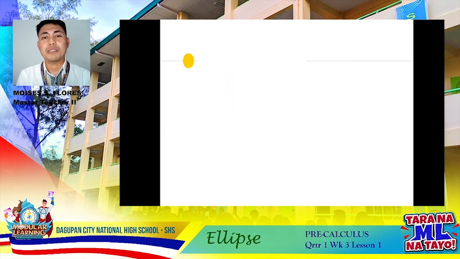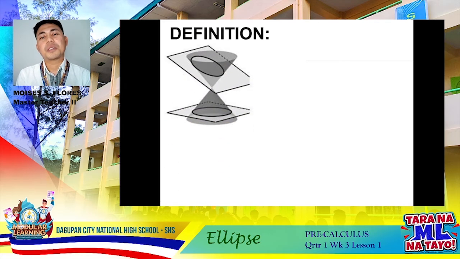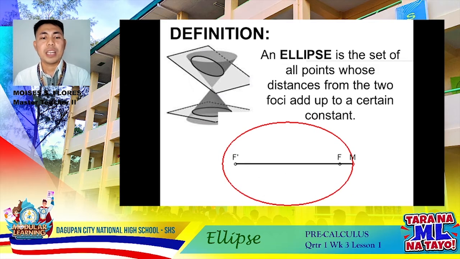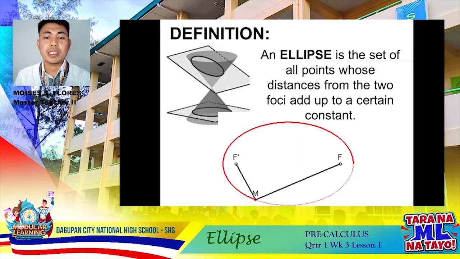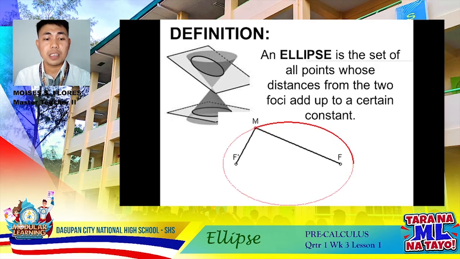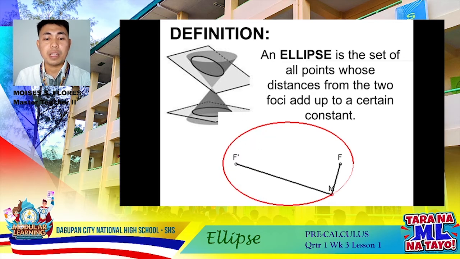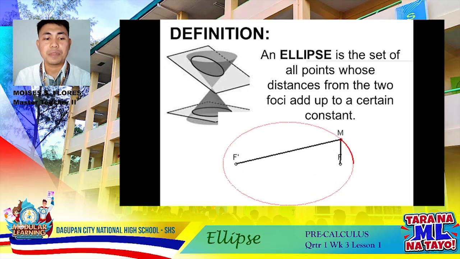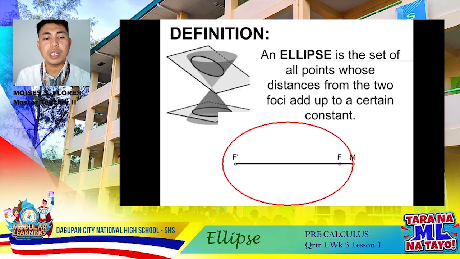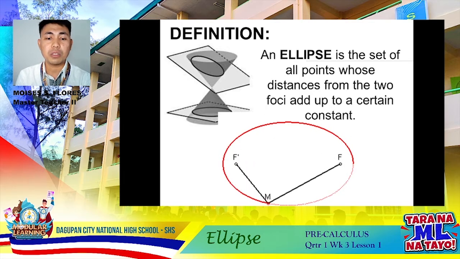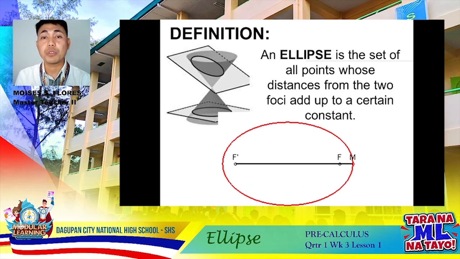Now let's define: what is an ellipse? An ellipse is the set of all points P in a plane such that the sum of the distances of P from two points, namely F prime and F as in the diagram, is constant. This constant sum is equal to the length of the major axis, which is denoted by 2a. Each of these fixed points is called a focus, and the plural form is foci. In our diagram, they are denoted by F prime and F.